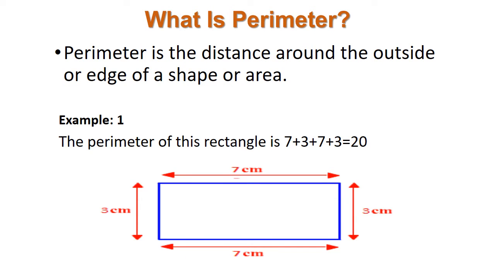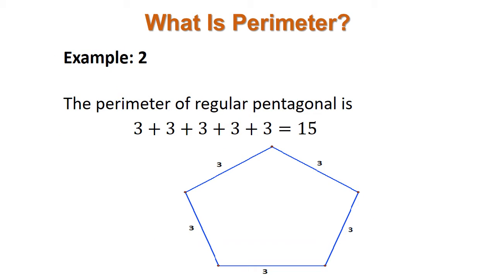What is perimeter? Perimeter is the distance around the outside edge of a shape or area. Through this example, you can understand. Here is a formula for how to calculate the regular pentagonal perimeter. We'll add all the sides.